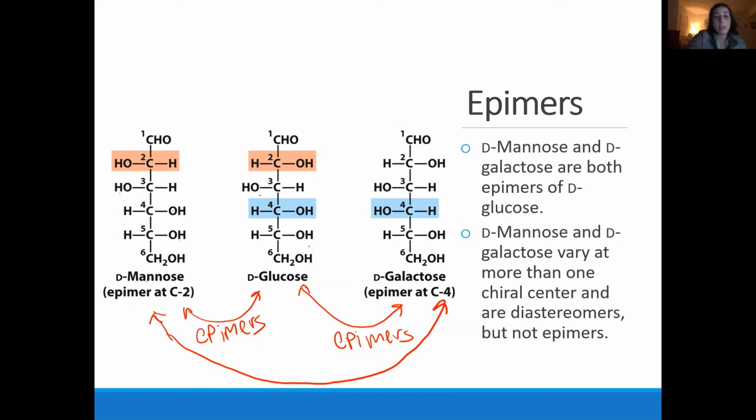You can see that galactose's carbon number 2 and its carbon number 4 are different than mannose's carbon number 2 and carbon number 4. When comparing galactose to mannose, these are still stereoisomers and they are diastereomers, but they are not epimers. Only because epimer means that there has to only be 1 distinguishable change.